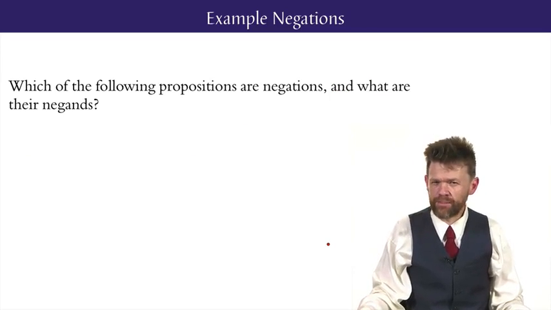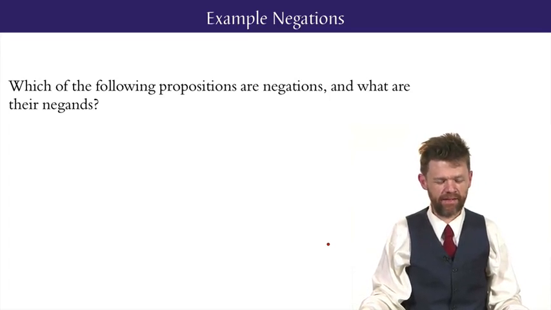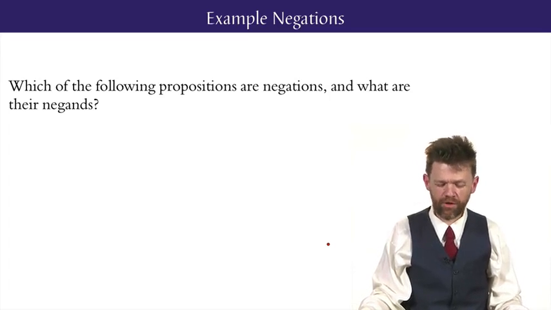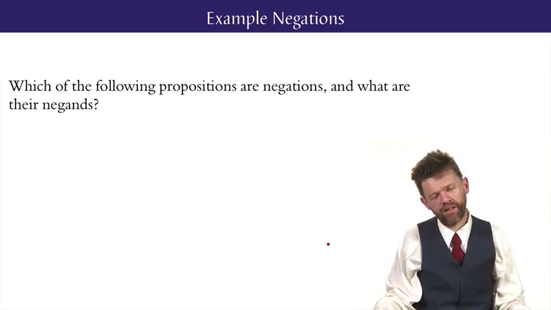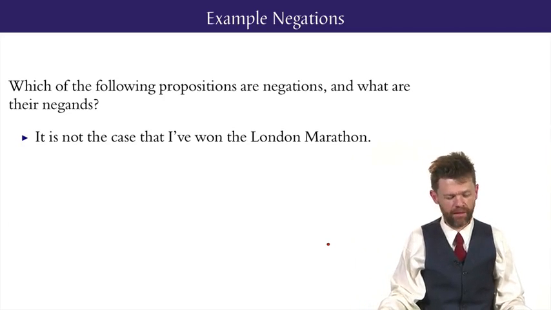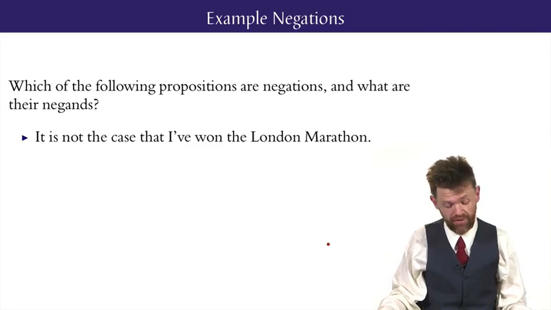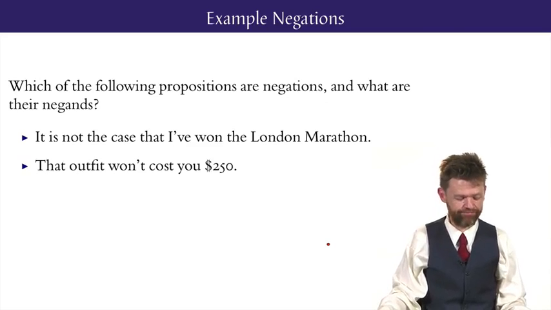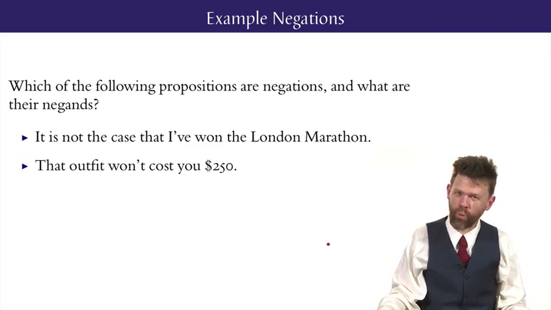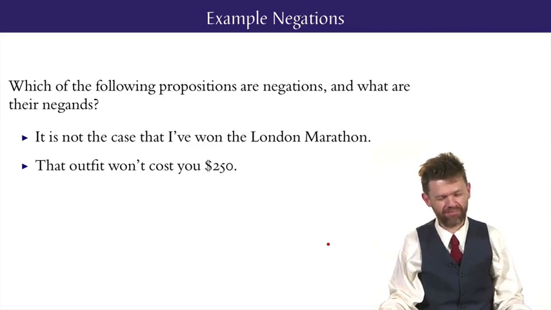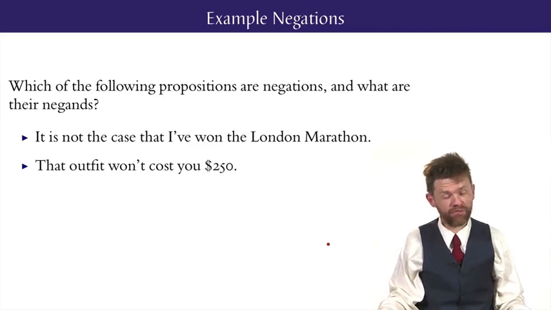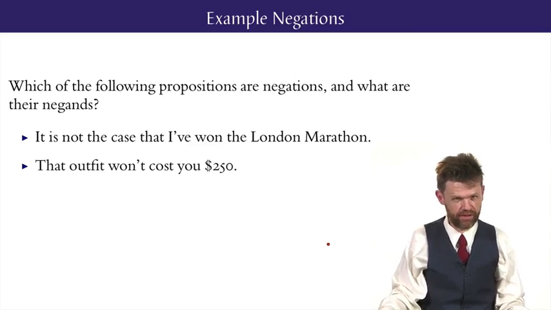Now, negation is sometimes tricky because we can add the negative components in different places in an expression. So which of the following propositions are negations, and which are their negands? For example, I might say, it's not the case that I've won the London Marathon. That's clearly a negation, and it's the negation of, I have won the London Marathon. Or, that outfit won't cost you $250. That's a negation of, that outfit will cost you $250.